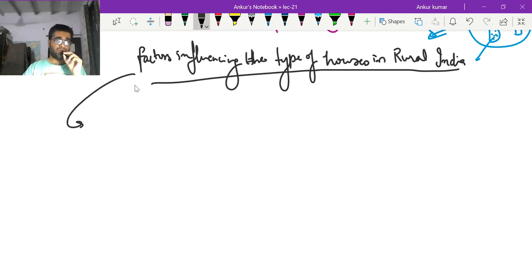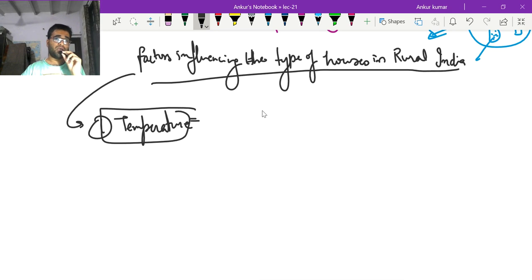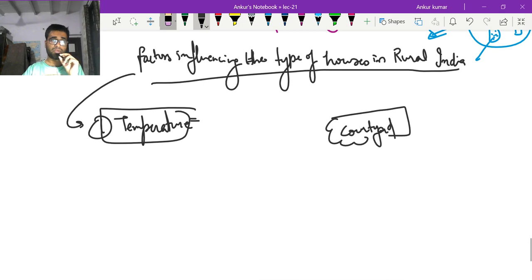So what are the factors influencing the different types of houses? The first factor is obviously the temperature. See, in India, the houses have what we call a courtyard, a big courtyard in between.